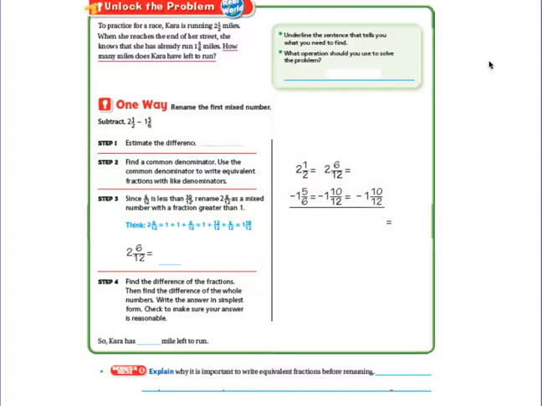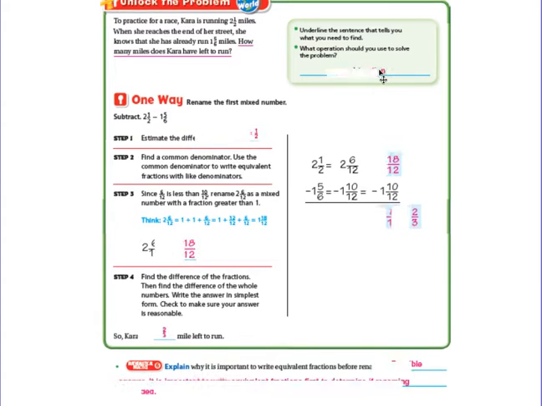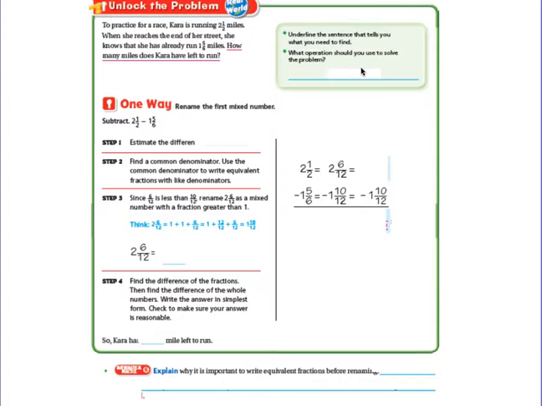To practice for a run, Kara is running 2.5 miles. When she reaches the end of her street, she knows that she's already run 1 5/6 of a mile. How many miles does she have left to run? So we know that we need to subtract the problem. So we can rename the first mixed number.